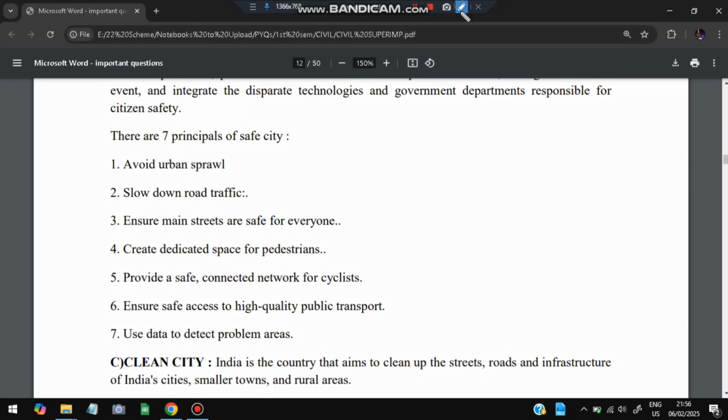So the seven principles of safe cities: avoid urban sprawl, slow down the traffic, ensure main streets are safe for everyone, create dedicated space for pedestrians, provide a safe and connected network for cyclists, ensure safe access to high quality public transport, and use data to detect problem areas.